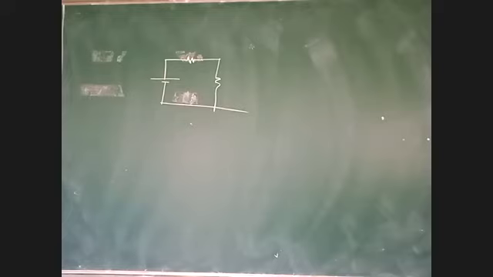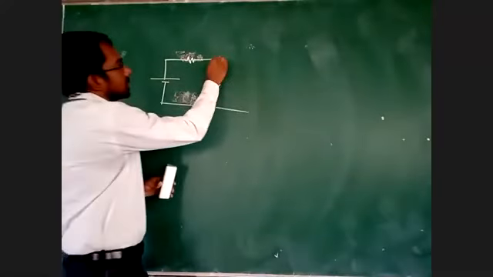So if in the first method also you add the current in all the 3 resistances, then only you'll get 5 ampere. Otherwise you won't get. Okay. See here.